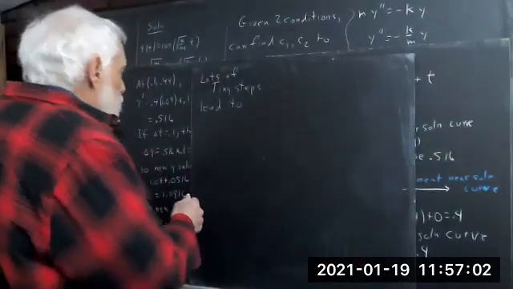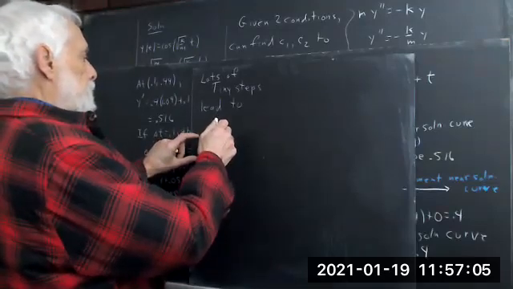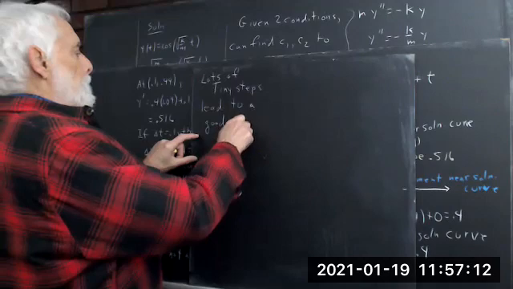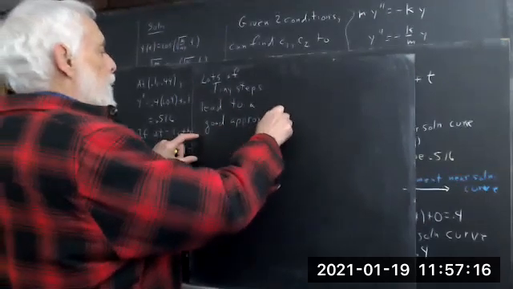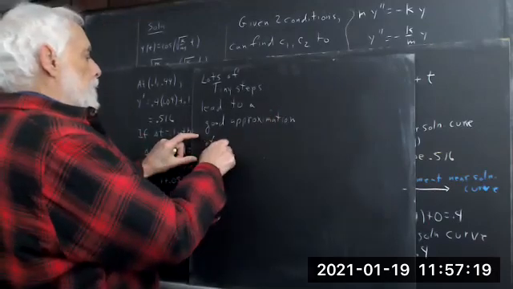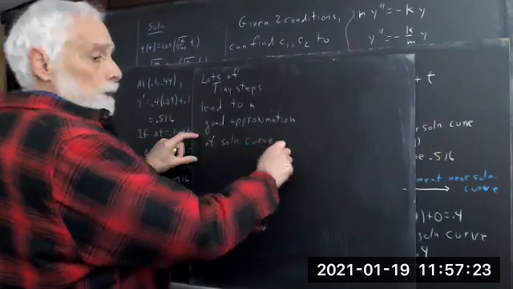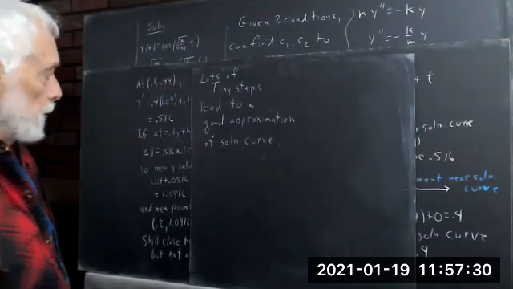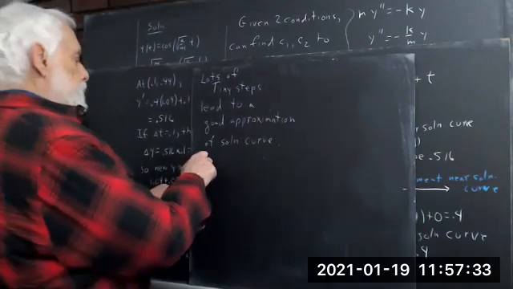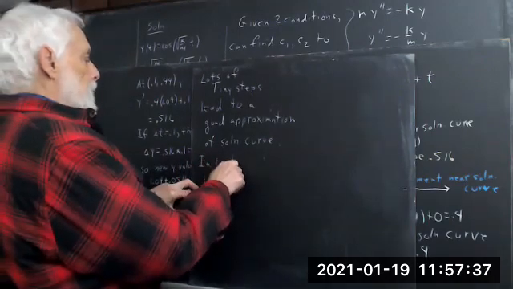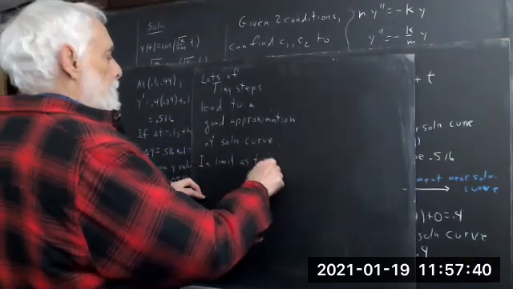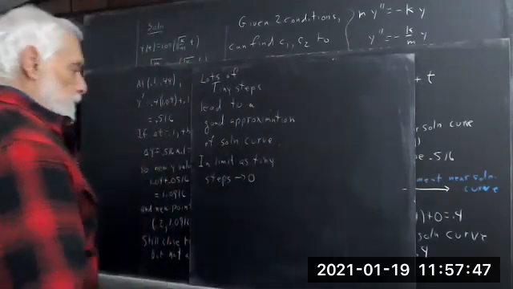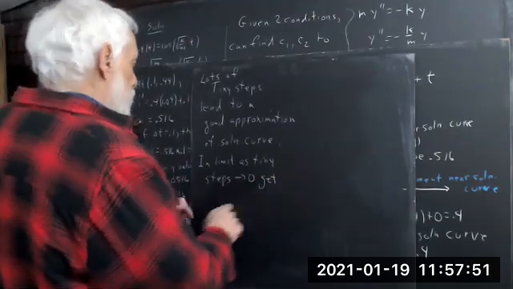Lots of tiny steps lead to a good approximation of the solution curve. Okay, lots of tiny steps give you a good approximation of your solution curve. And in the limit as tiny steps approach 0, you get the exact solution curve.